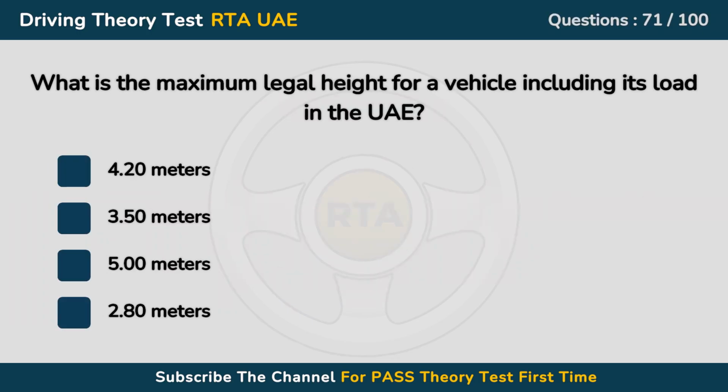Question 71. What is the maximum legal height for a vehicle including its load? A. 4.20 meters, B. 3.50 meters, C. 5.0 meters, D. 2.80 meters.